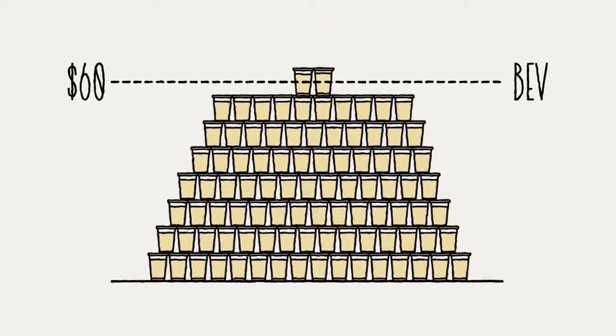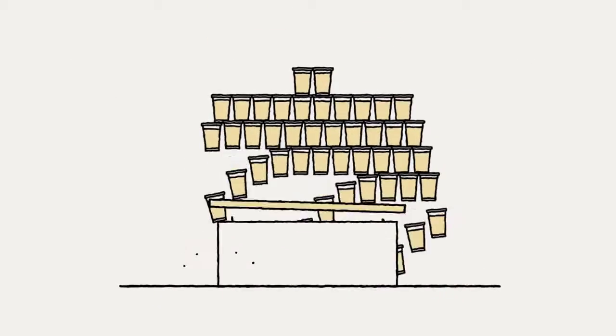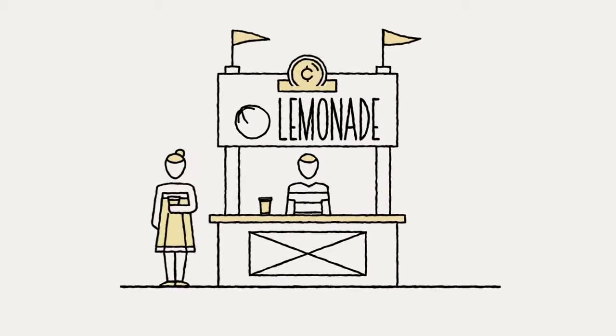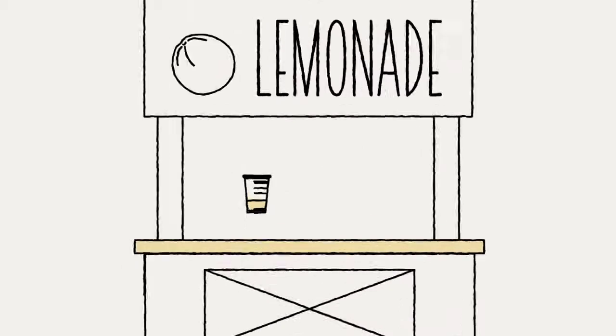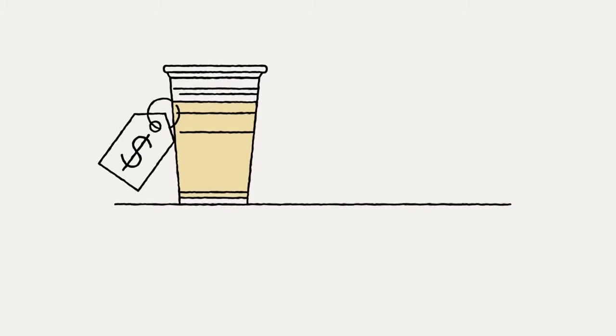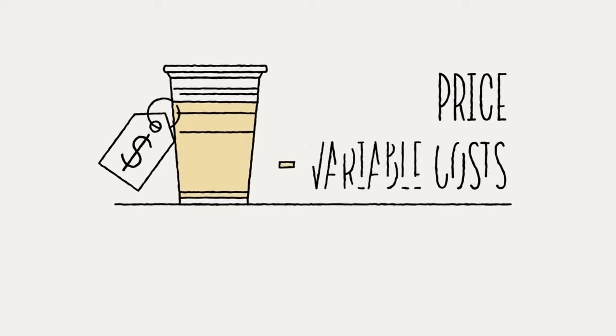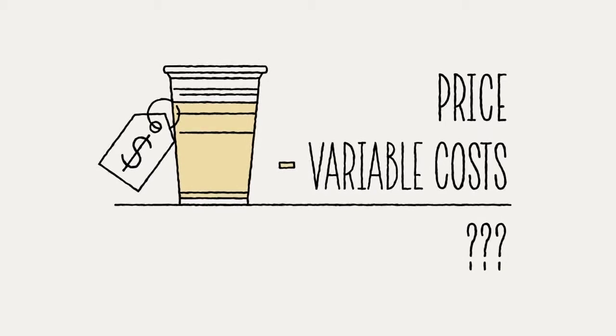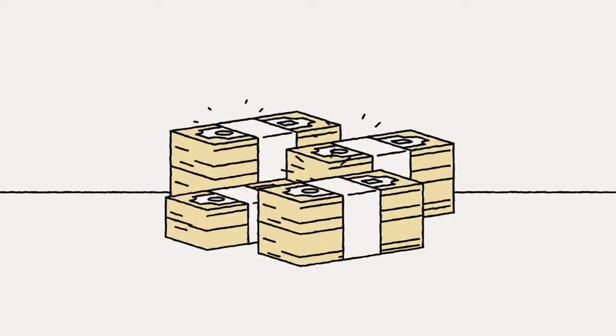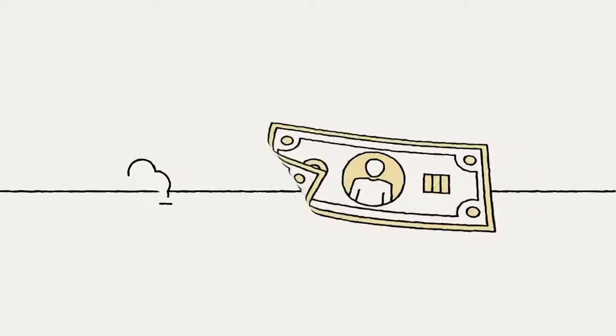and the break-even volume. If everyone who purchases a cup of lemonade from you pays full price, and you have no waste or theft, then your contribution margin for that cup is the difference between the price you charged and the variable costs of producing and selling that cup of lemonade. In other words, it's what's left over from a sale after you cover the variable costs of the unit.